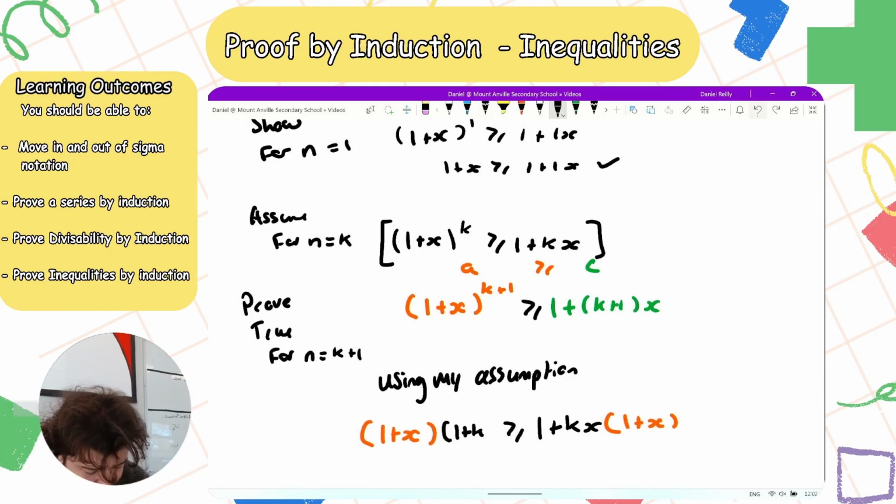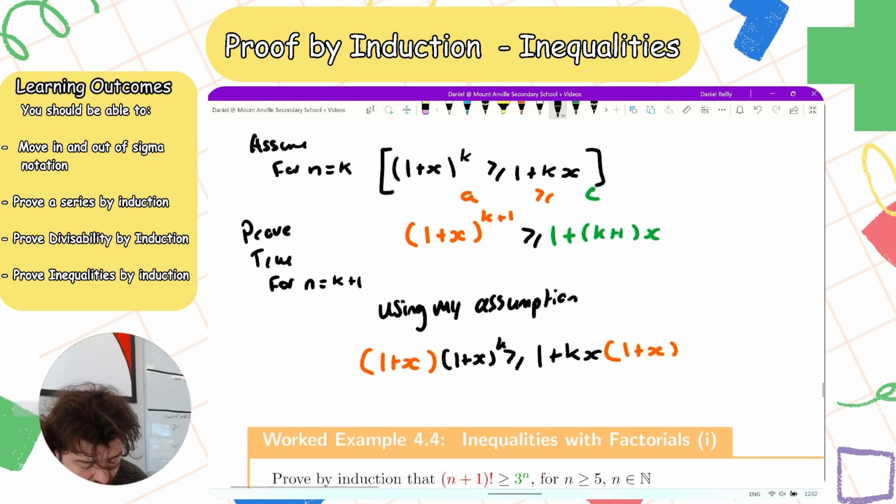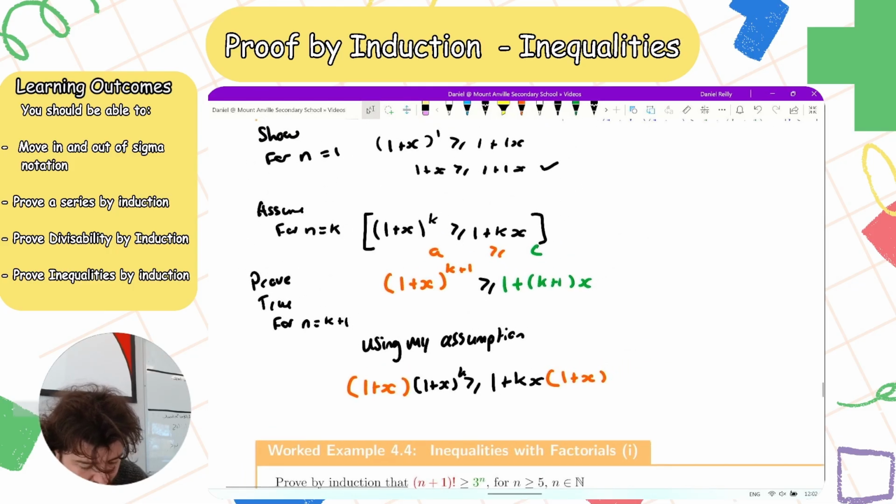Right? Okay. So using my assumption there, I now have (1 + x)^(k+1) is greater than... multiply this out if you want to. It's greater than (1 + kx) times, let's multiply all by (1 + x).